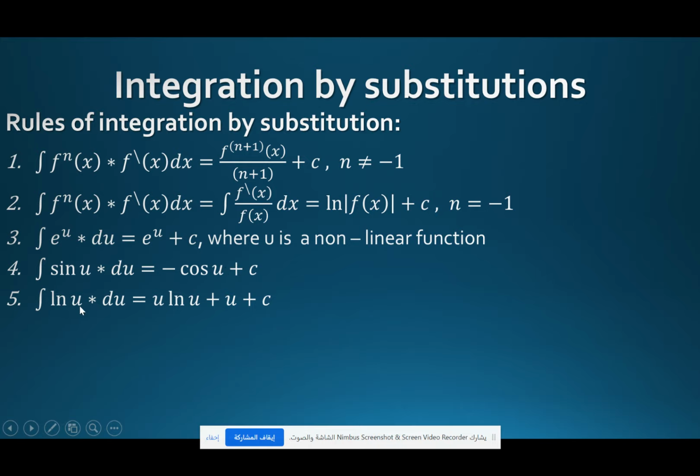The integration of ln u times the derivative of that function, which is du, will give you that rule: u times ln u, minus u, plus c.